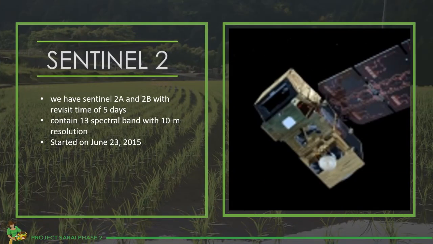On the other hand, Sentinel-2 has also two satellites, the 2A and 2B, and have 5 days temporal resolution and also 10 meters spatial resolution with 13 bands including RGB and NIR for agricultural monitoring. And it started its mission on June 2015.